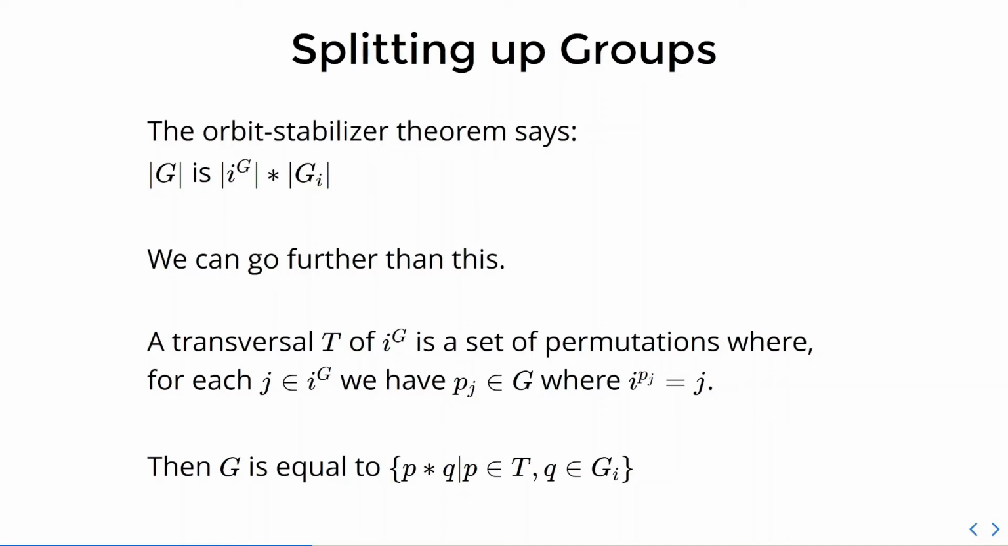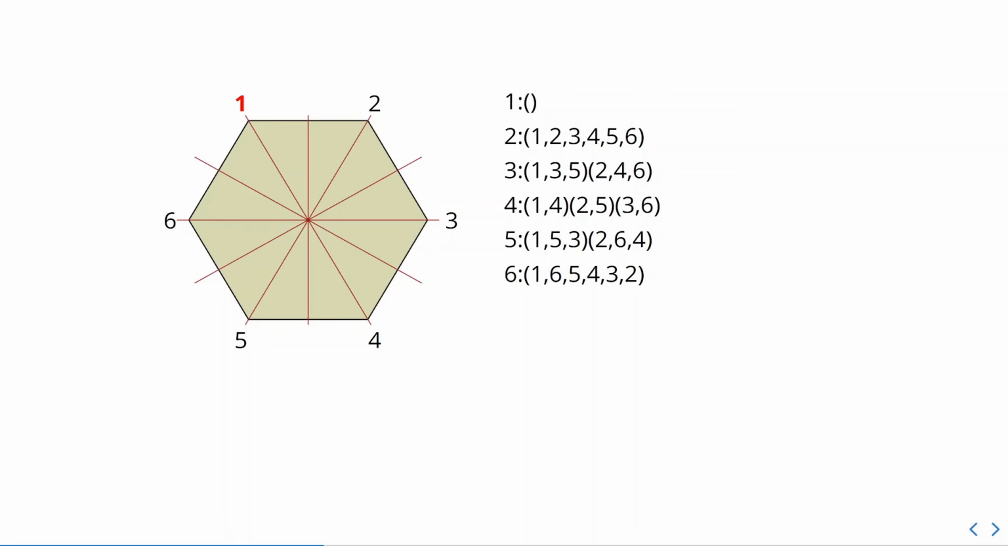Instead of just writing down the orbit of an element in the group, we are going to write down elements of the group that map our I to each of the places it can go. And then the group is equal to the stabilizer of I, the things that map I to itself, and this transversal, these elements that map I to each of the places it can go. Let me give you an example.